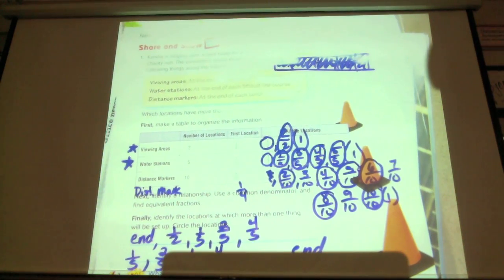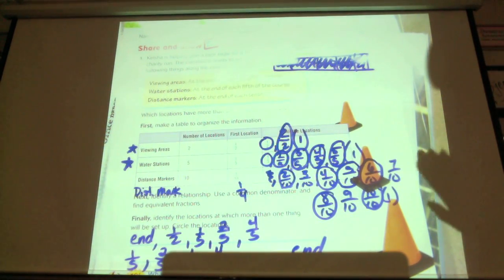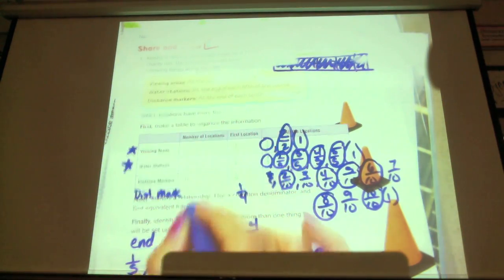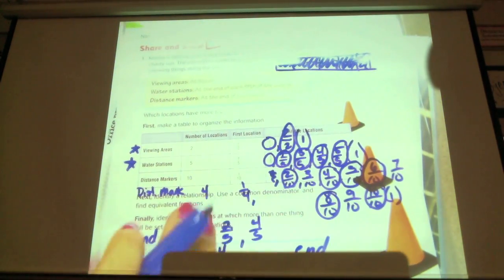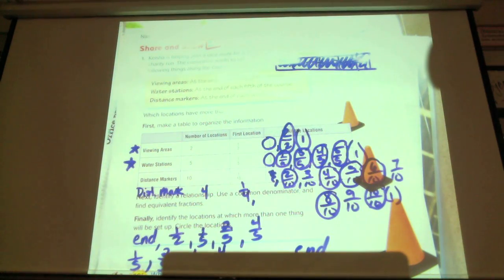2, 8. No. Think about it. If they're set up at every 4th of the course, how many total markers will there be? Not 2. It's every 4th. Owen. 4. At the end of each 4th. So you need to find, the first one is going to be 1/4. The second one will be 2, not 2/8. We're not doing equivalent fractions.